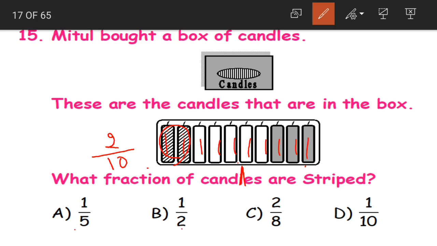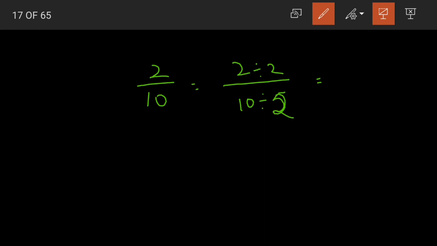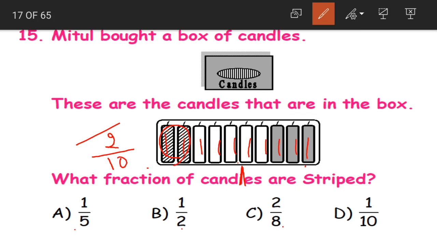But again in the options we do not have 2 by 10. So what should we do? Find the equivalent fraction or reduce it to the lowest form. Reducing it to the lowest form means dividing it. Yes children, dividing it by the same number. 2 divided by 2 is 1 and 10 divided by 2 is equal to 5. So 1 by 5 is our simplest form.